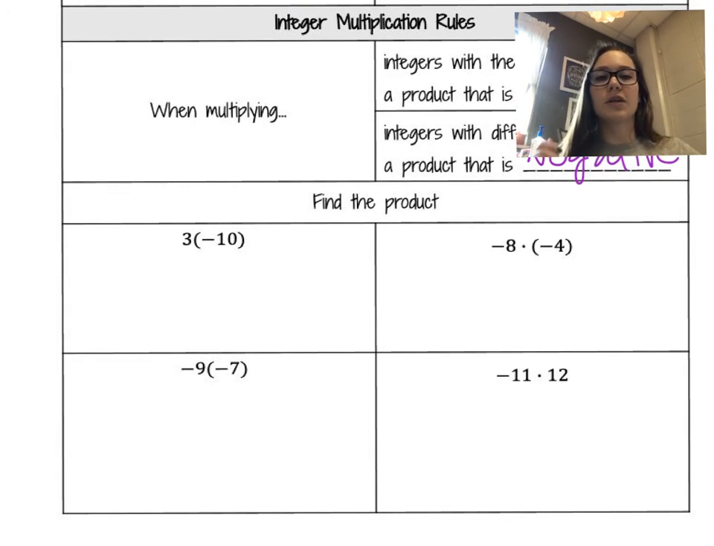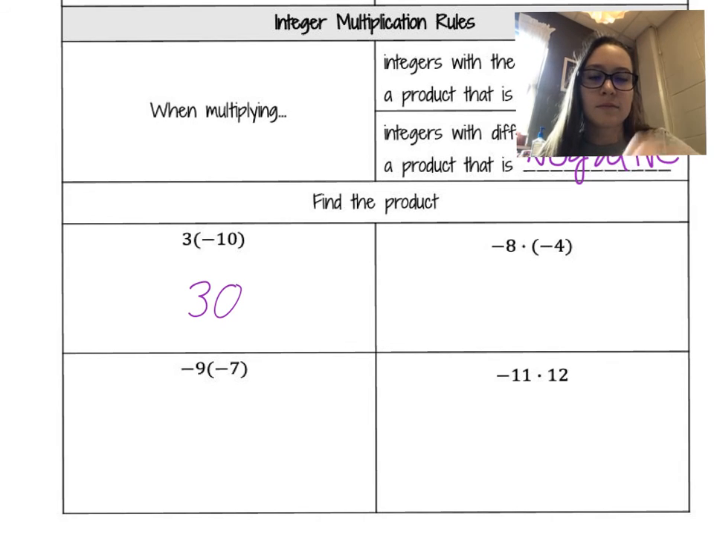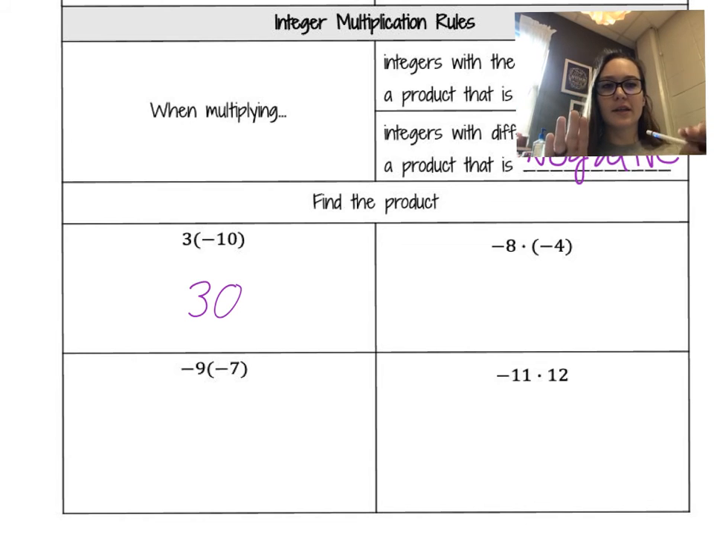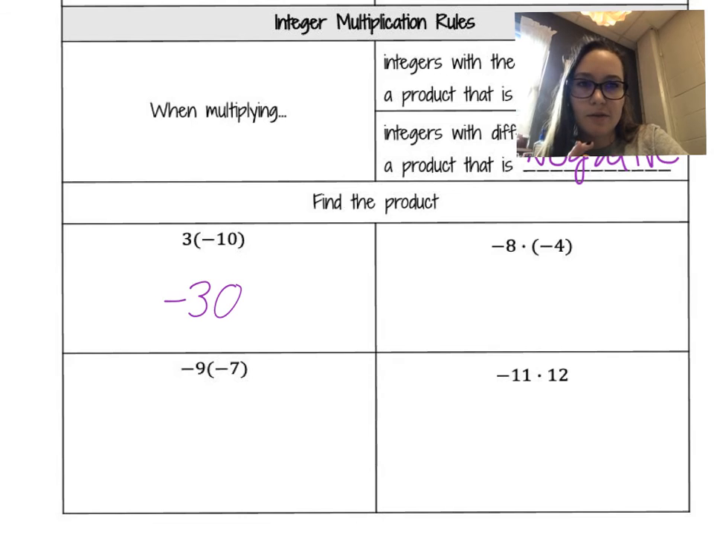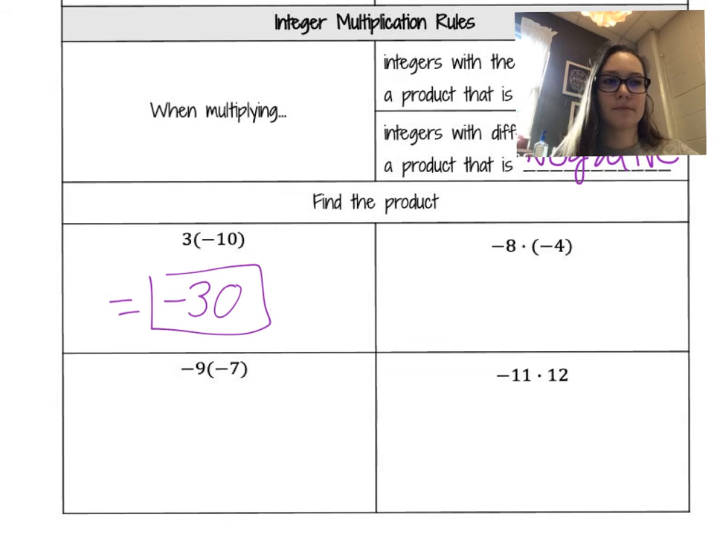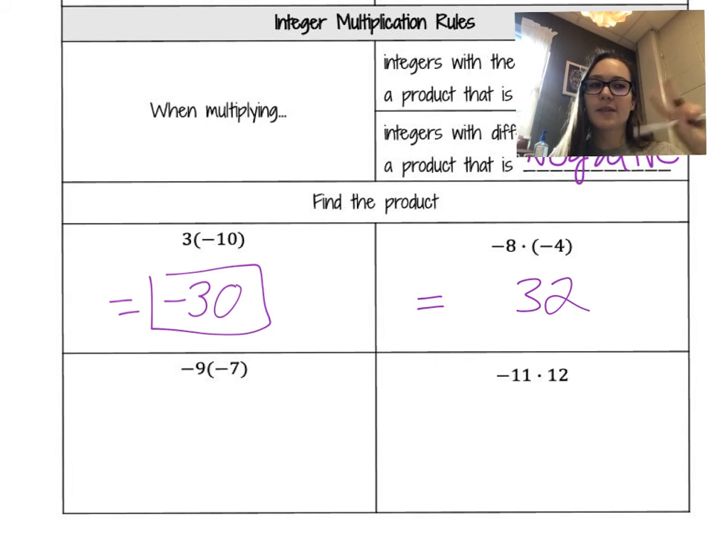Okay? So 3 times negative 10. Well, 3 times 10 is 30. One's a positive, one's a negative. Integers with different signs will have a product that is negative. Okay? Negative 8 times negative 4. Well, 8 times 4 is 32. And there's 2 negatives. A negative times a negative is a positive. So it's positive 32.